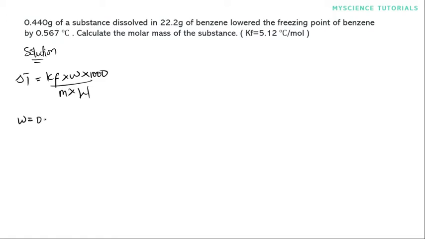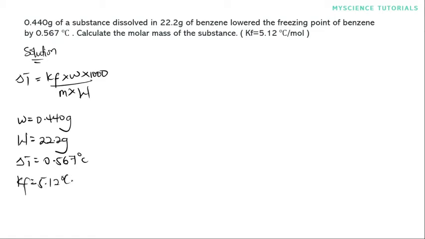solute is what? 0.440 grams, was dissolved in 22.2 gram of benzene, so it means the capital W over here is equal to 22.2 grams. So it lowered the freezing point of benzene by this, so it means our ΔT is 0.567 degrees Celsius. And then we have to calculate the molar mass, given that Kf is equal to 5.12 degrees Celsius per mole. So straight ahead, we can go ahead and find our molar mass.